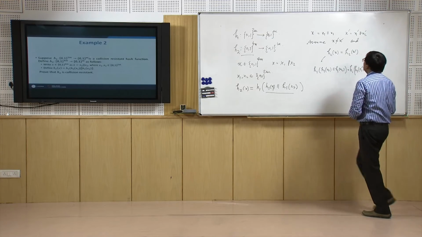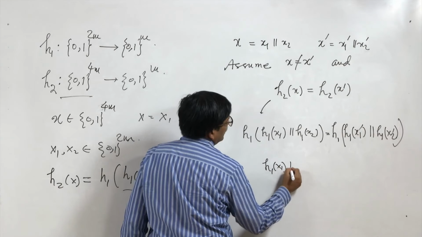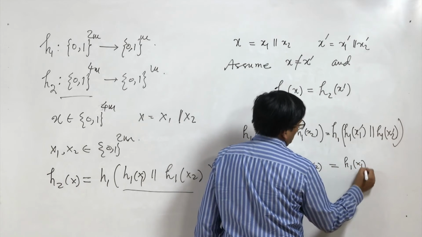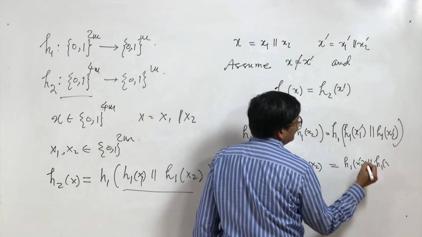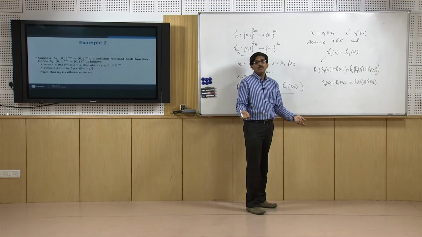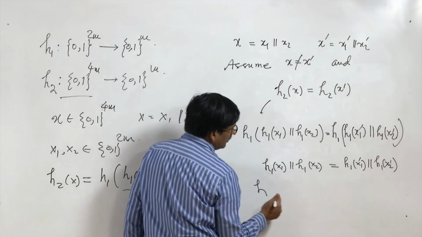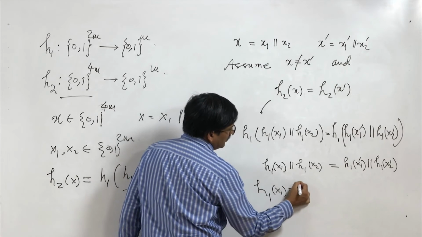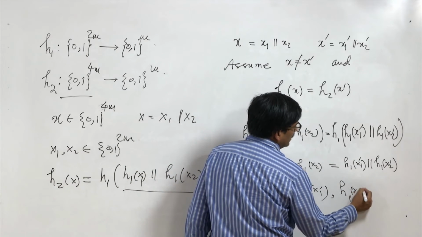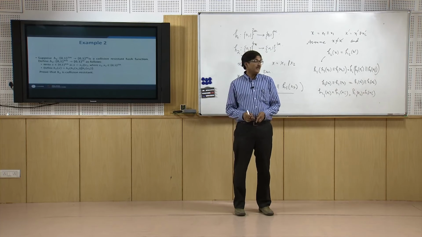That means the hash values being equal forces me to say that H1(X1) concatenated with H1(X2) is equal to H1(X1') concatenated with H1(X2'). I am forced to say this. Suppose it is not so, that means I have obtained a collision of H1, which is not possible, and therefore, since these two strings are equal, H1(X1) is equal to H1(X1') and H1(X2) is equal to H1(X2'). Well, again we know that H1 is collision resistant.